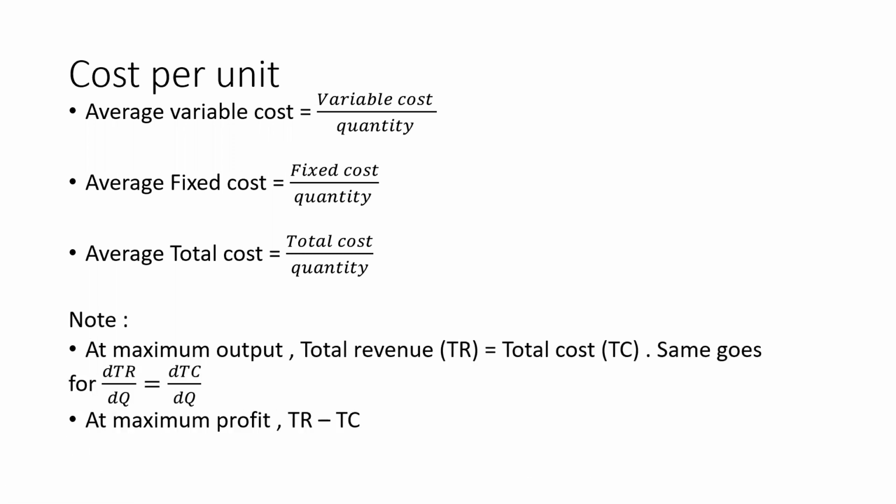So please note that at maximum output, total revenue is equal to total cost. And what is total revenue? Let's say, for instance, I made a product with the hope that I want to sell it. Let's assume the cost of making the product is 1 million naira. Then after selling, in my mind, I want to sell it for 1.1 million naira, which means I'll be making a gain of 100,000 naira.